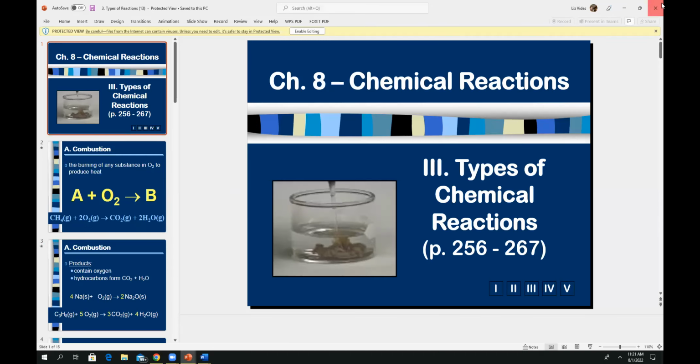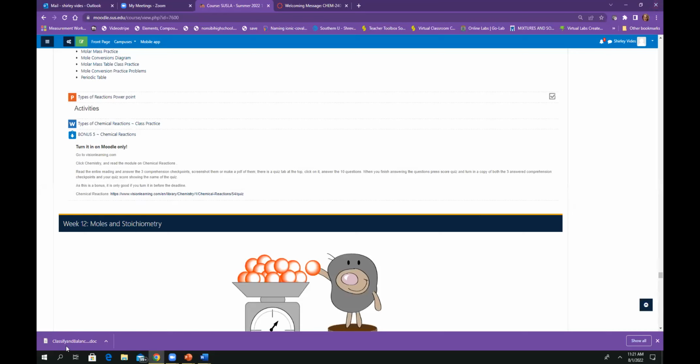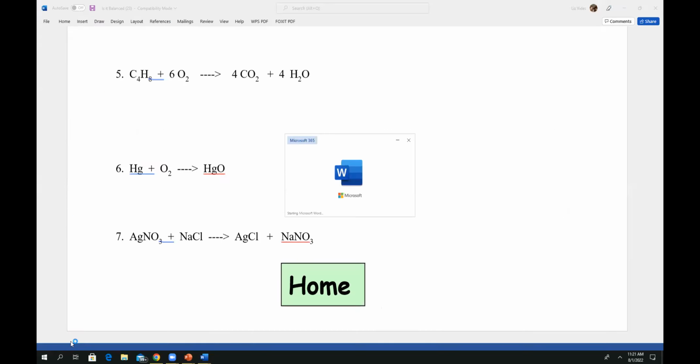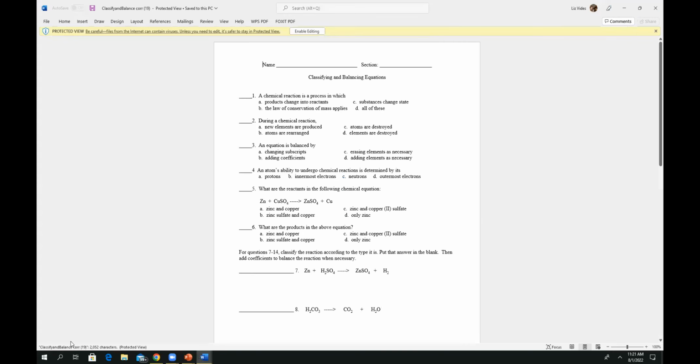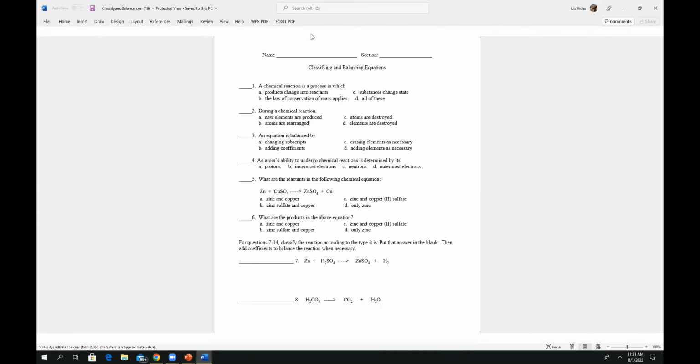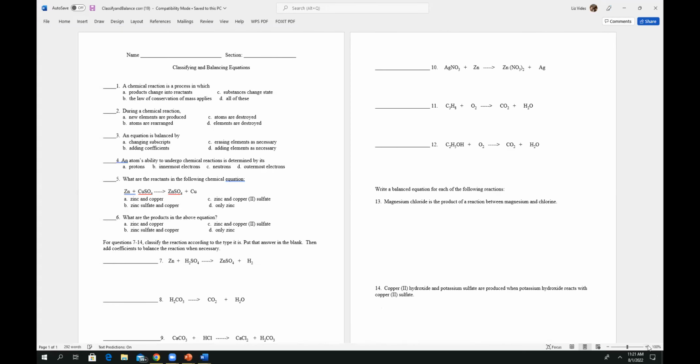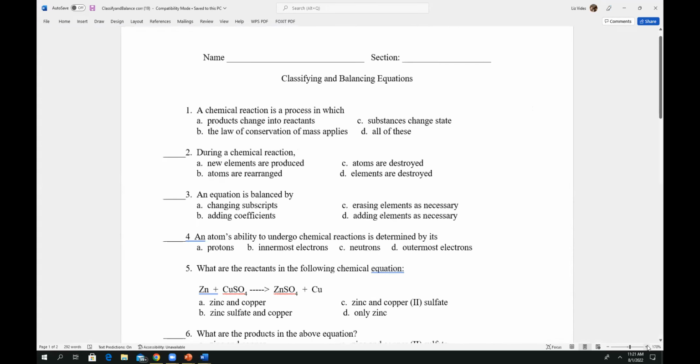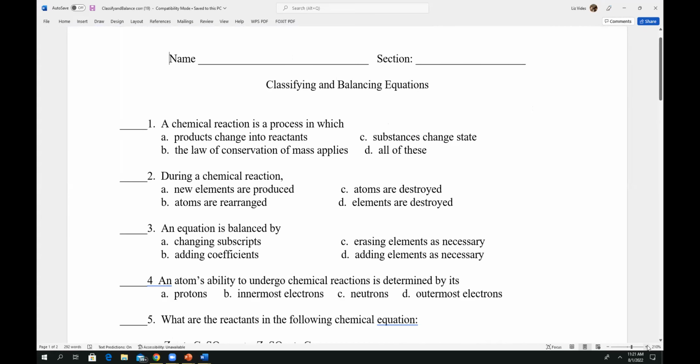So now we're going to apply everything we learned to one thing, which is known as classify and balance. Okay, so this one, we know some things already. So we're going to answer these questions real quick. Okay, so a chemical reaction is what? Okay, this is reactants change into products. That's a true statement. The law of conservation applies. Yes, that is a true statement. That's why we balance. Substances change state, they can. So it is all of them, right? So we put a D right here.